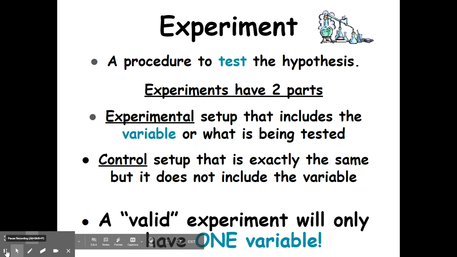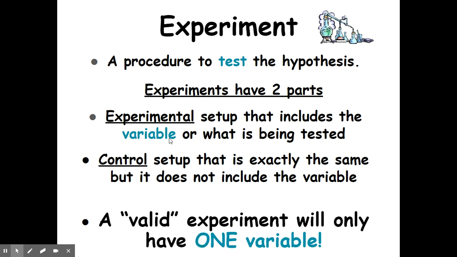The experiment is what we do to test our hypothesis, and it has two parts. The experimental setup that includes the variable or the one thing that we're testing, and the control setup, which is something that's exactly the same, but it's missing the variable. So in the previous Edpuzzle that you watched, you actually saw that there were 3 types of fertilizers. That was your independent variable. And I told you it was missing the control or a corn plant that did not have any fertilizer added to it.